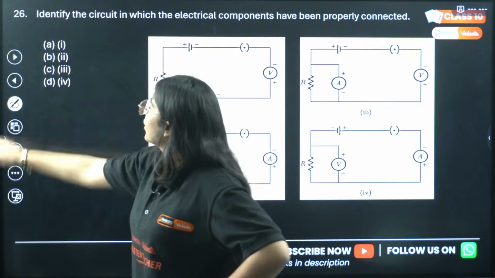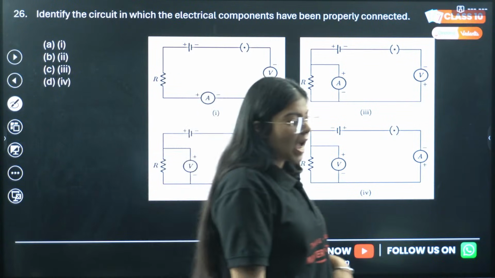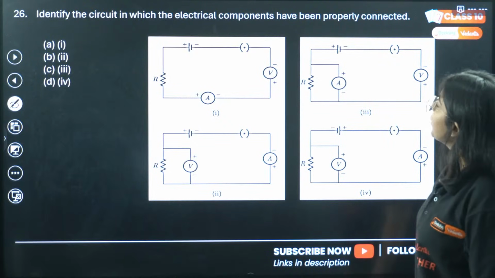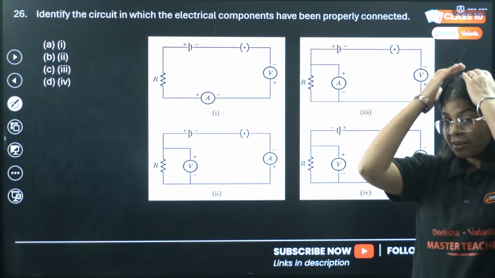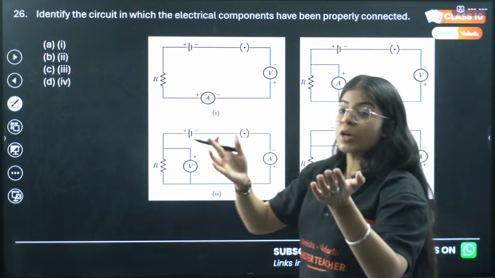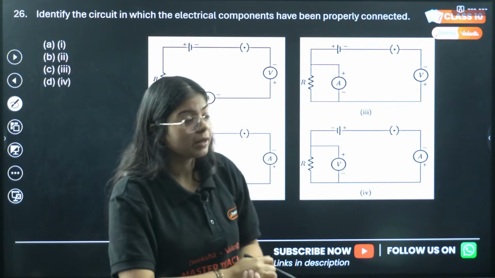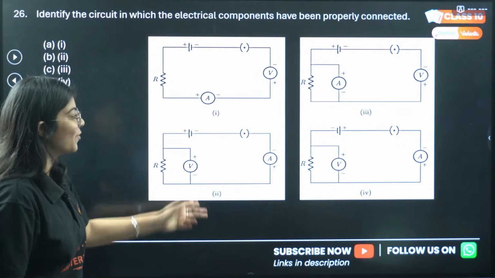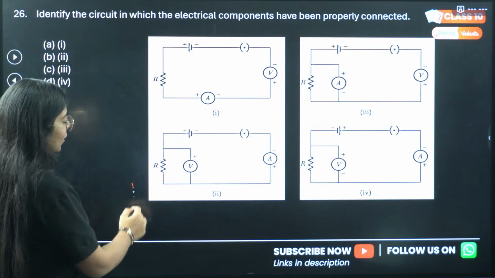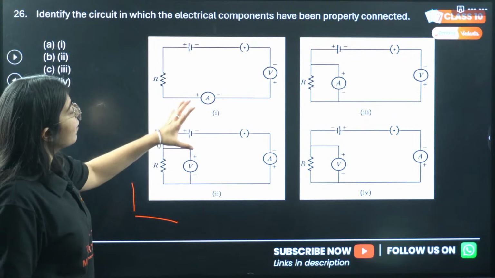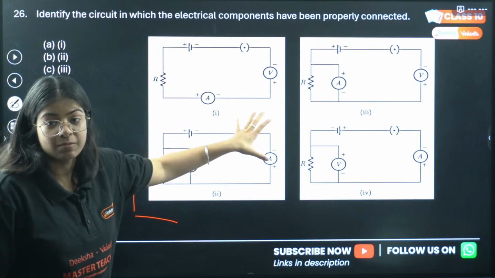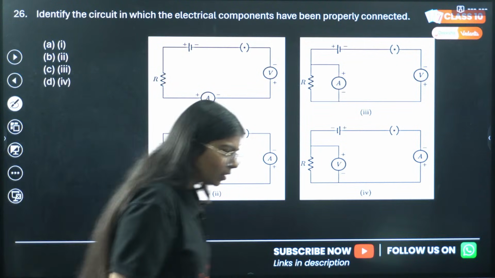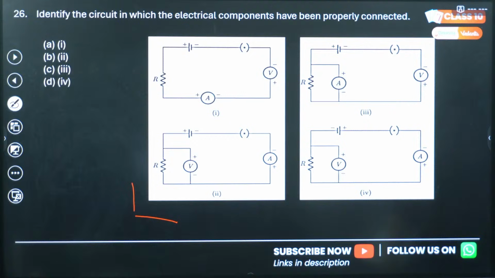Okay. 26th question, it says, identify the circuit in which the electrical components have been properly connected. It's a very basic question. And if you get this right, there is a big surprise coming for you guys for your boards. Let me know which of these circuits. See very carefully, see the signs in this circuit, okay? Look at it carefully.